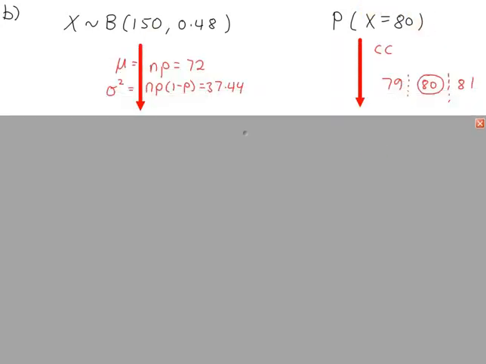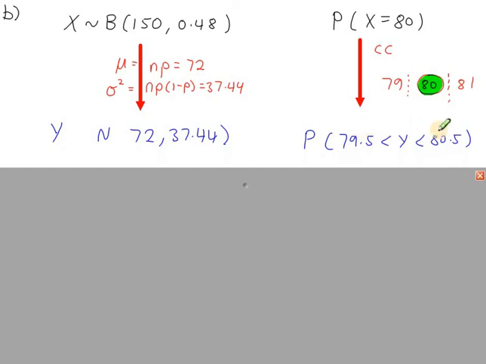Part B, same distribution, P(X equals 80). So this time we have a single value that we want. So on either side are values that we do not want. So there's a lower boundary here, 79.5, and an upper boundary here, 80.5. So that's where these two values come from.